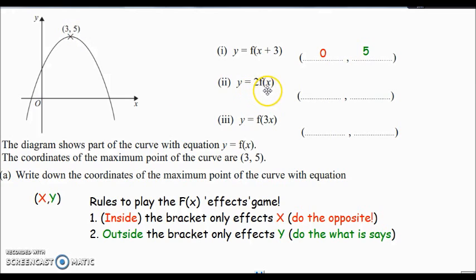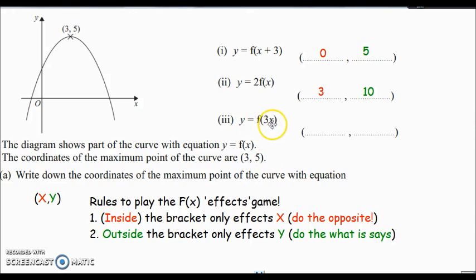This one, we've seen this before. 2 on the outside, it's right next to it, it's multiplying. So outside only affects the y, do what it says, times the y coordinate by 2. So the y coordinate's 5, it now becomes 10, doubled. The x coordinate, no instructions for that, so leave it the same.